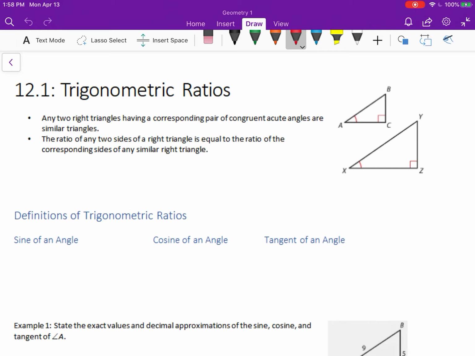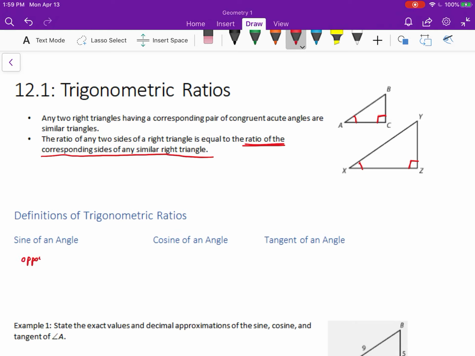So in the first video from this lesson, we talked about how trigonometric ratios and trigonometry are related to similar triangles. Any two triangles having a corresponding pair of congruent acute angles are similar. If they're right triangles, they always have the right angle congruent. In this case, it's showing angle A is congruent to angle X. And the part that we base our trig ratios on is the fact that corresponding sides have the same ratio.